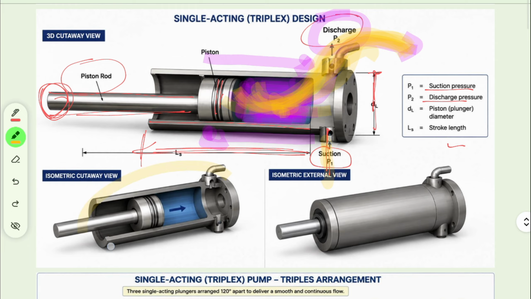These are the different views of the pump. This is also a different type of piston. If you say isometric external view, this piston cylinder looks like this. If you say the isometric cutaway view, when you cut this pipe in two pieces from the center, you will see that. So this is all about this, right?